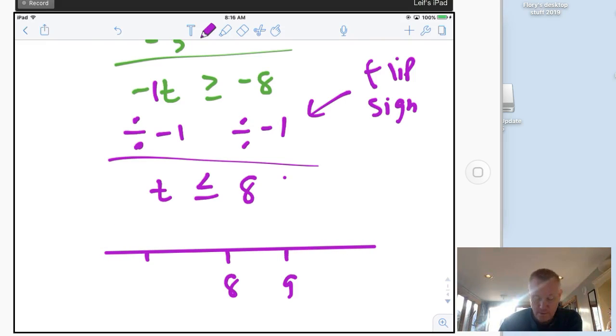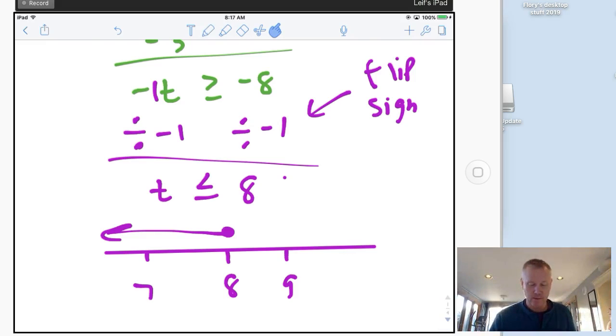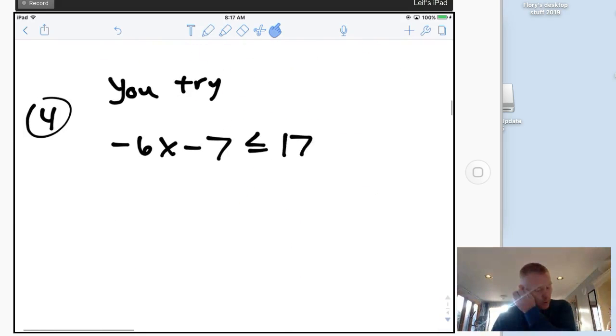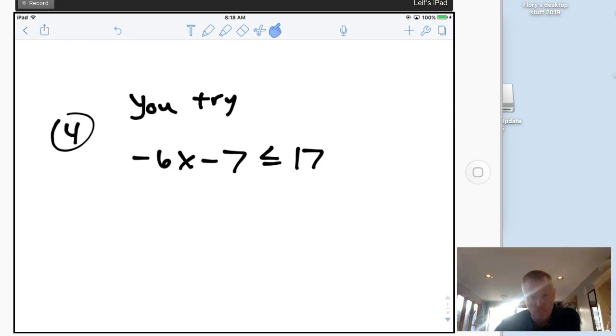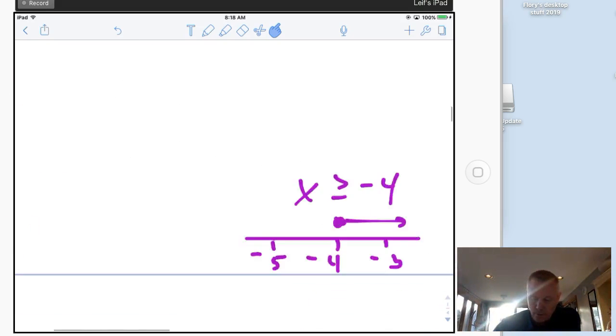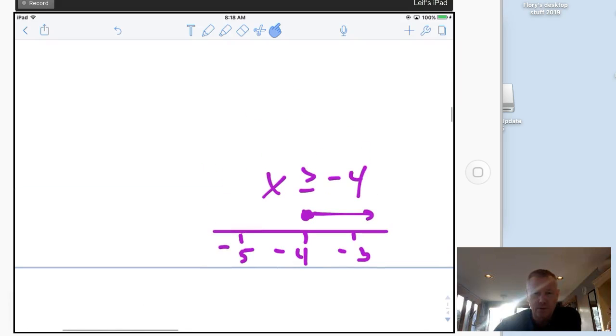Let's see, t is less than or equal to 8, which means it goes towards the 7, because that's a number that's less than 8. And that's the answer. Okay? Here's a you try. Why don't you do that one, see if you can get the answer. If you do it correctly, you should get this as your answer.